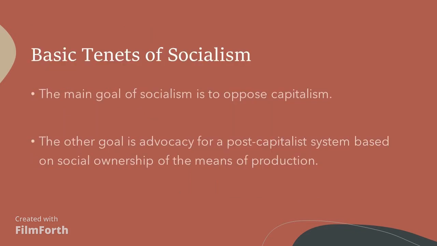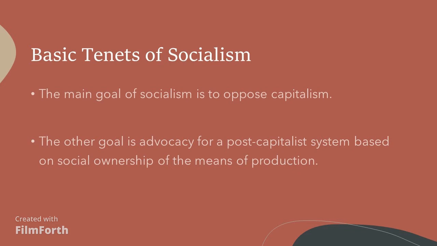So what are the basic things that socialists are trying to do? The main goal of socialism, right, is to oppose capitalism, because they think capitalism is inherently bad and takes advantage of the people who work.